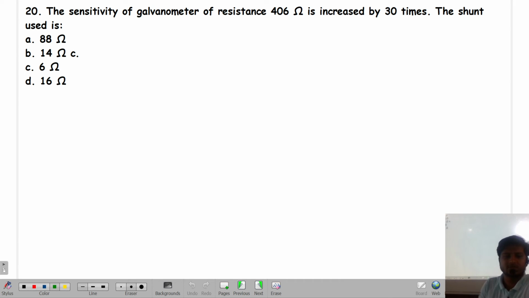This concept? Okay, so a little bit of galvanometer. What is the work of galvanometer? Can you tell me? It tells about the current or not. Yes, the work of galvanometer is to tell about current.